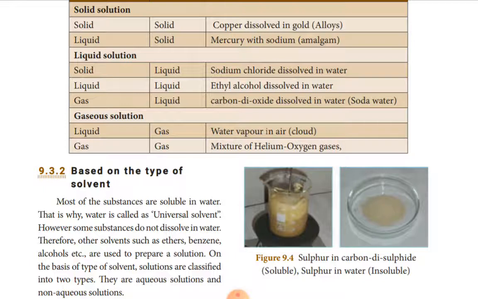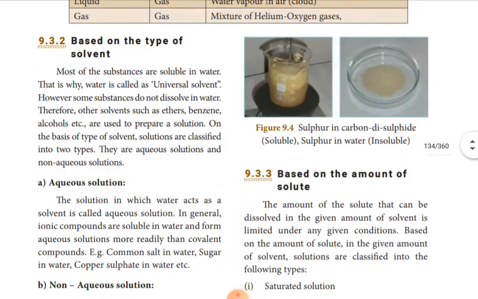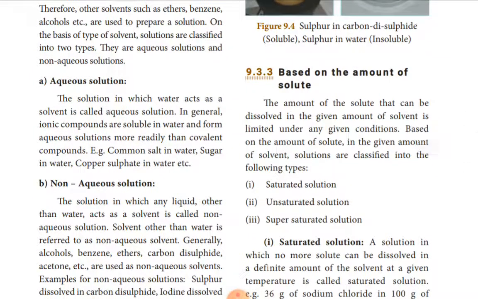Then based on the type of solvent, water is a universal solvent. So water is going to dissolve most of the things, but some of the things are not soluble in water. So based on this, two classifications, aqueous solution, non-aqueous solution. If water acts as a solvent, that is an aqueous solution. Example, common salt in water. Then any liquid other than water acting as a solvent is called a non-aqueous solution. That is sulfur in carbon disulfide.